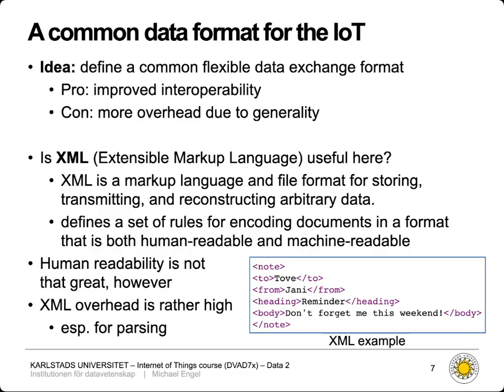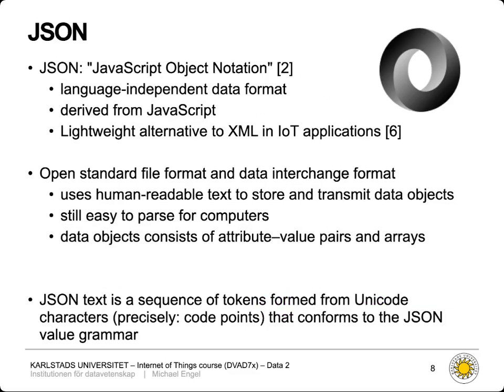And it's not very human readable, especially for more complex documents. In the end, the overhead for using XML is rather high. For example, if you want to parse it correctly, you have to invest quite a bit of code, quite a bit of effort. So what we would like to ask ourselves is, is there maybe an easier solution that's a bit more simple? And this was introduced in the context of JavaScript development, actually, and it's called JSON.